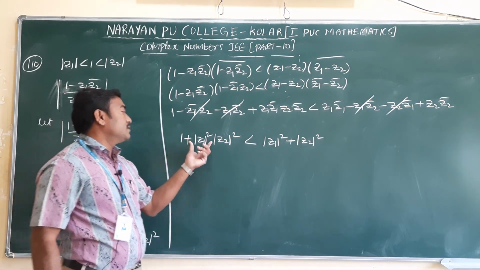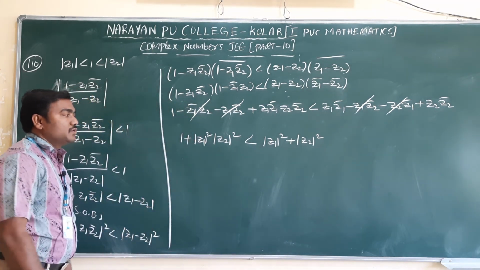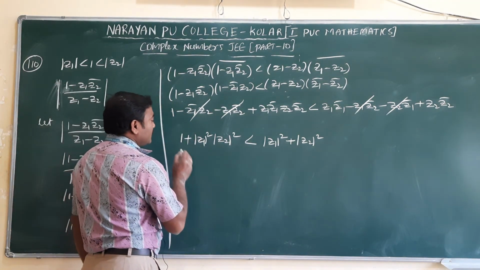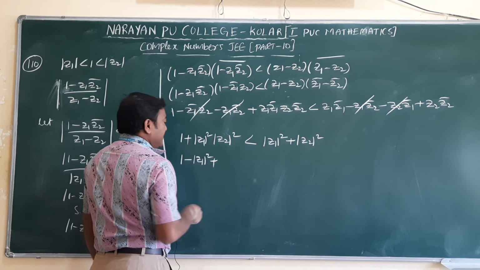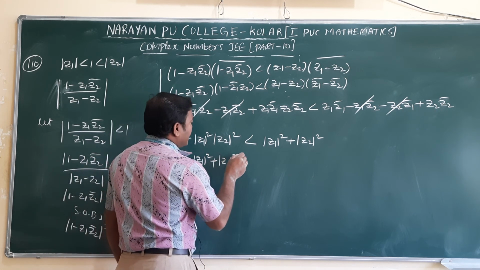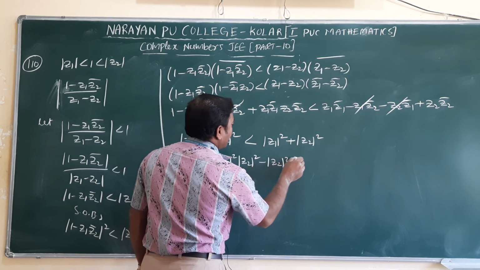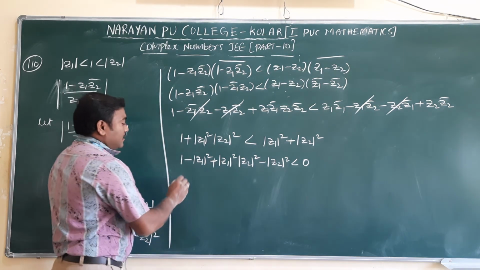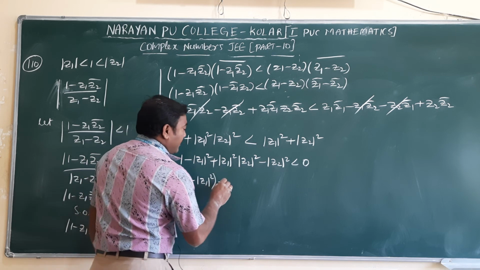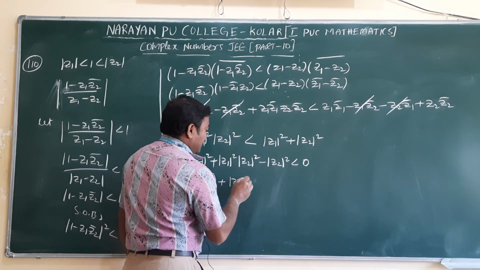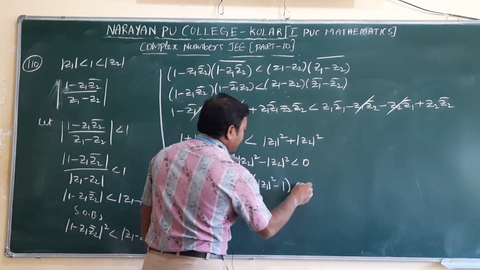Okay, 1 plus modulus of z1 square into z2 square is less than modulus of z1 square plus z2 square. Now modulus of z1 square plus modulus of z1 square into modulus of z2 square minus modulus of z2 square is less than 0. Now here, 1 minus modulus of z1 square, we have to take common modulus of z2 square, remaining modulus of z1 square minus 1 less than 0.